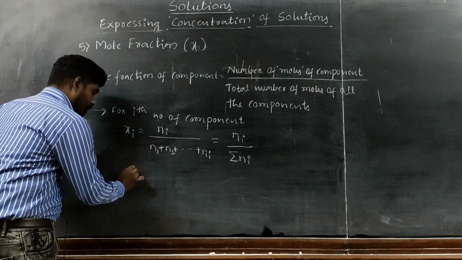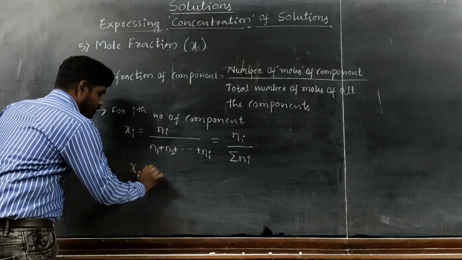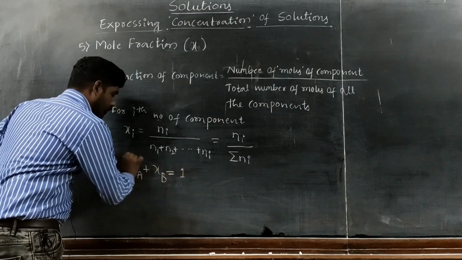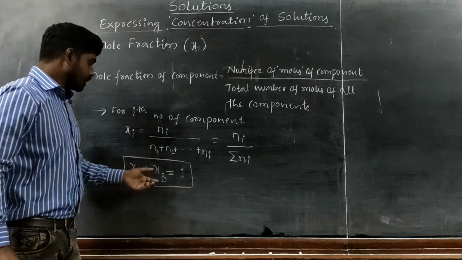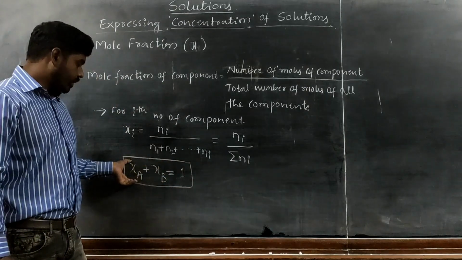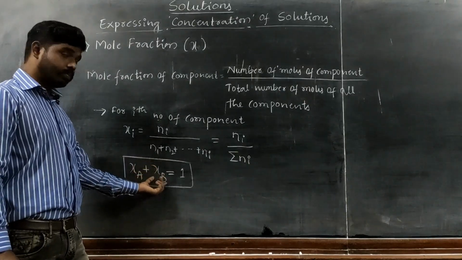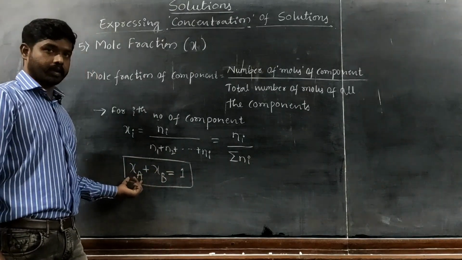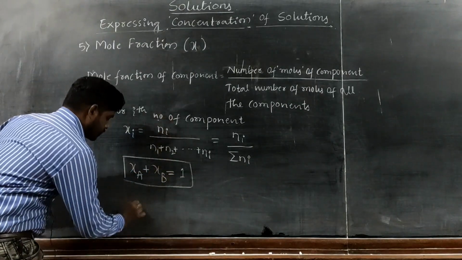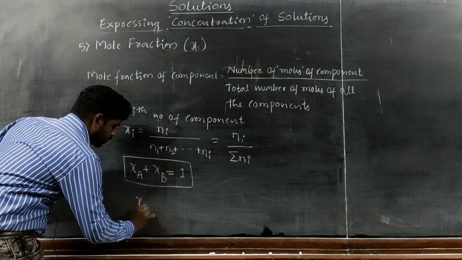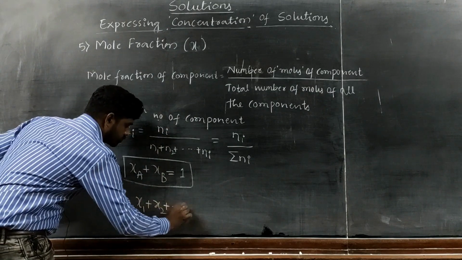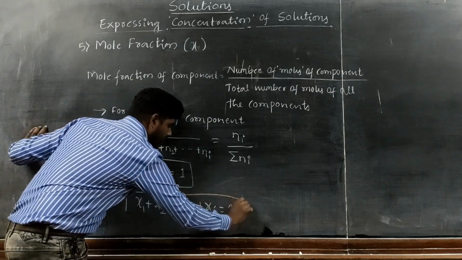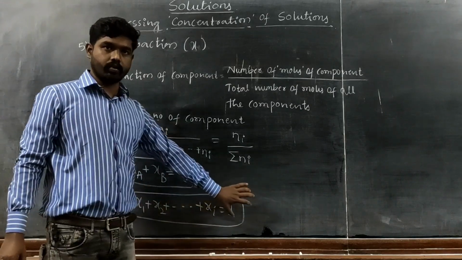So there is one more method to find out the mole fraction of A component or B component. Suppose if it is a binary solution, xi A plus xi B is equal to unity. It is always equal to 1. Suppose if you know the mole fraction of A component, then xi B can be calculated by using xi B is equal to 1 minus xi A. Suppose if it is for i components, then xi 1 plus xi 2 plus so on up to xi i, that is equal to 1. Whatever may be the number of components, it is always equal to unity.